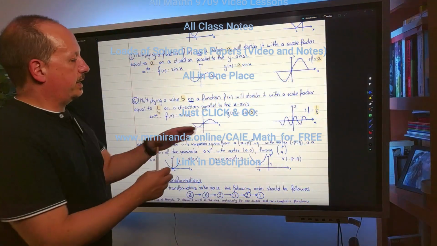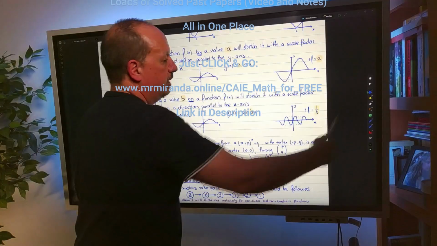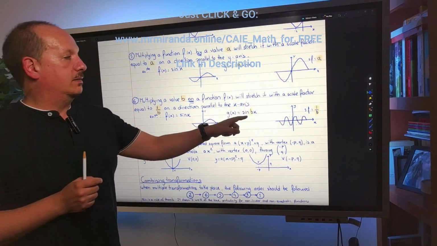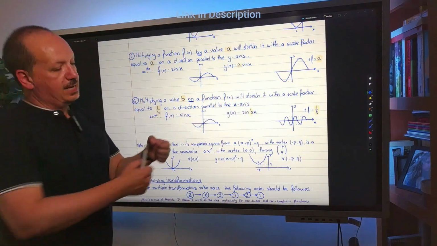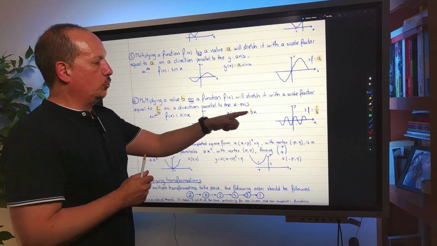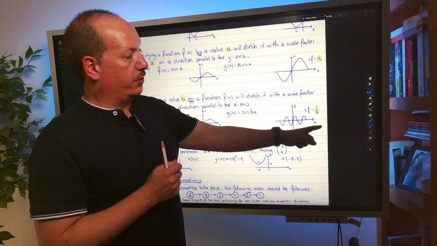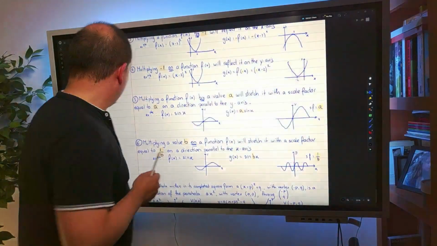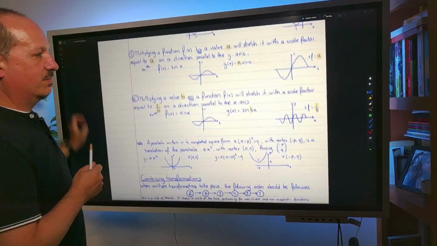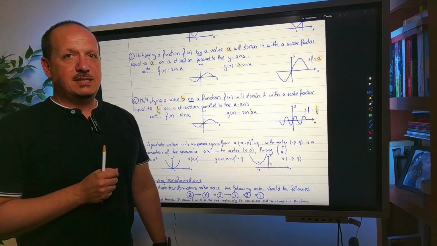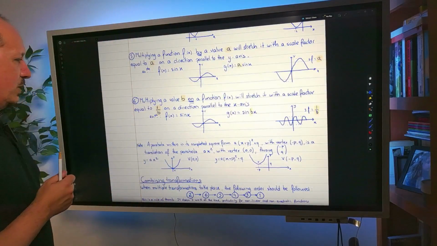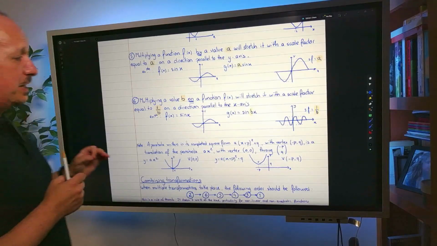If you want to make the function more stretched, then you have to multiply. Let's say that you want to make it 3 times as stretched. So you have to multiply by 1 over 3. Because 1 over 1 over 3 is 3, the value that you wanted in the first place. Make sense?